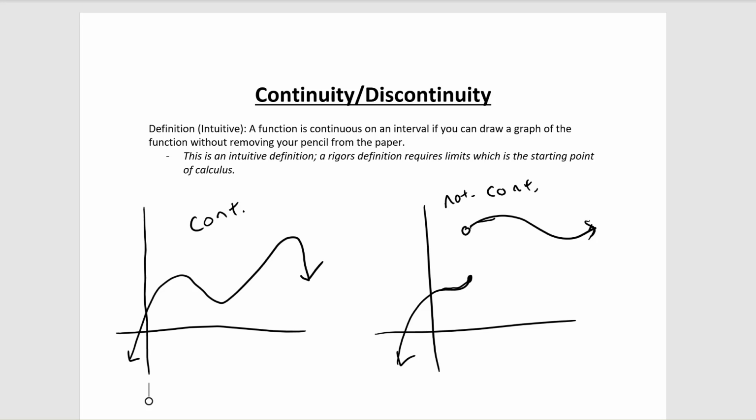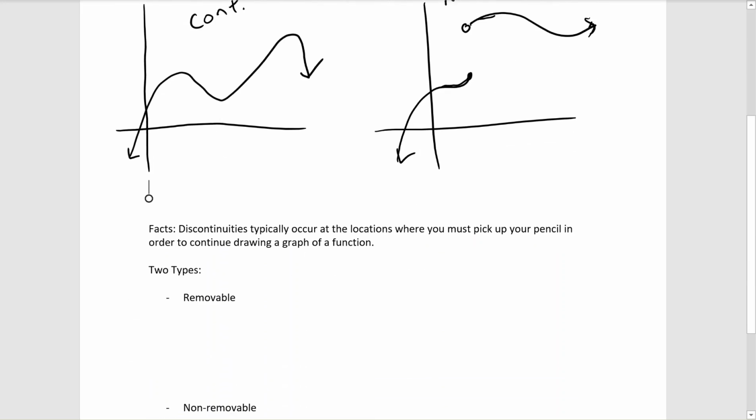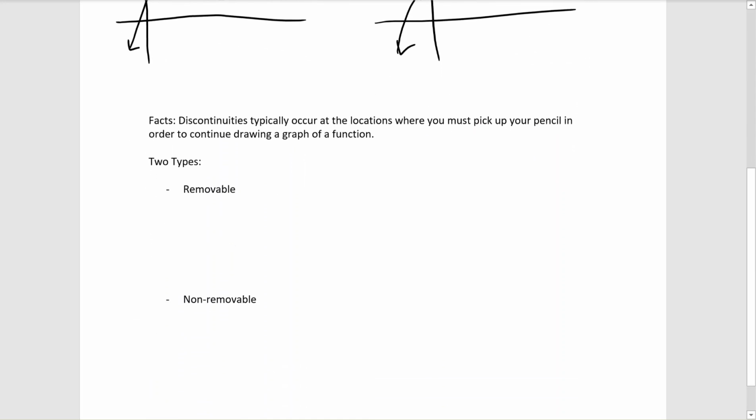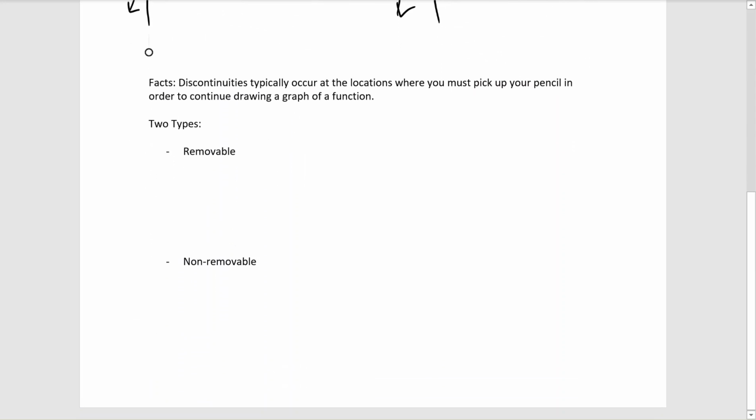Now, typically in your classes, you're going to talk about continuity in terms of discontinuities, because that's something that's interesting to study. Where is your function bad, in a sense? The discontinuities are typically going to occur at those spots where you have to pick up your pencil. And there's going to be two types: the kinds that are removable and the kinds that are not removable. I'll show you what this means.